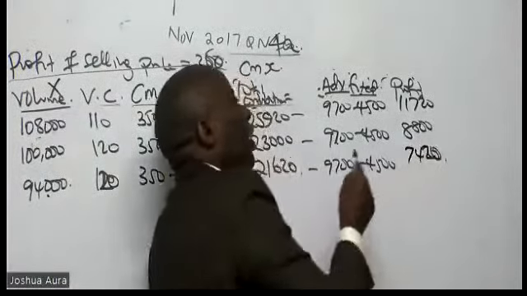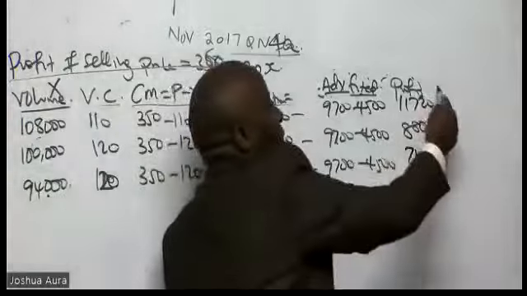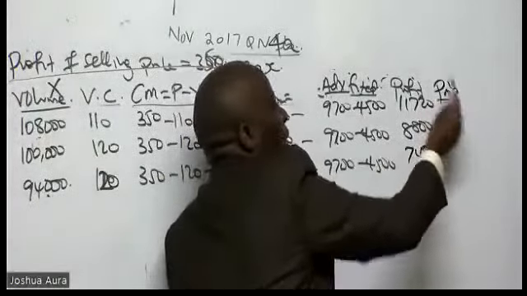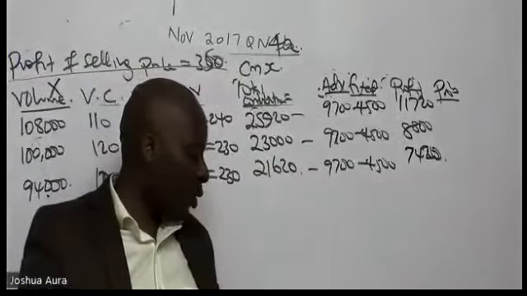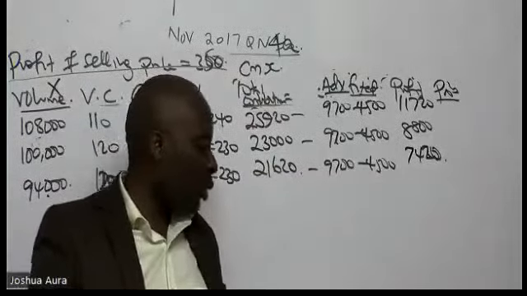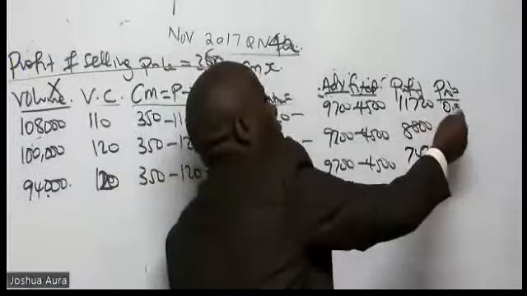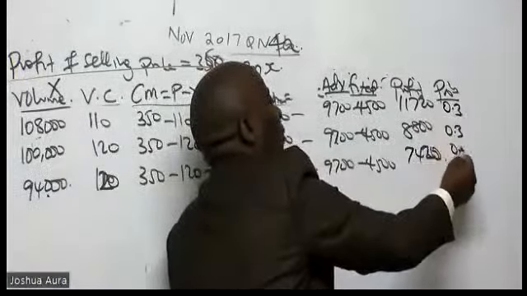Now, having gotten profits, have they given us probabilities for the events? Oh, yes, it is 0.3, 0.3, and then 0.4, like that.